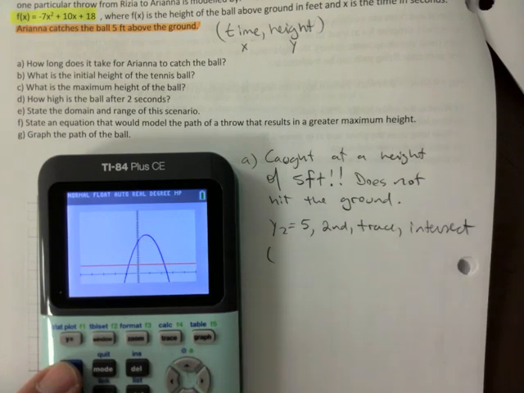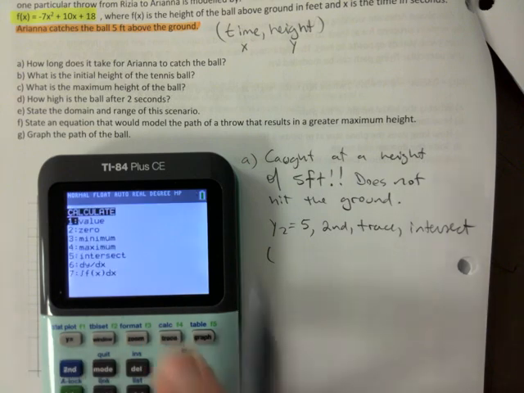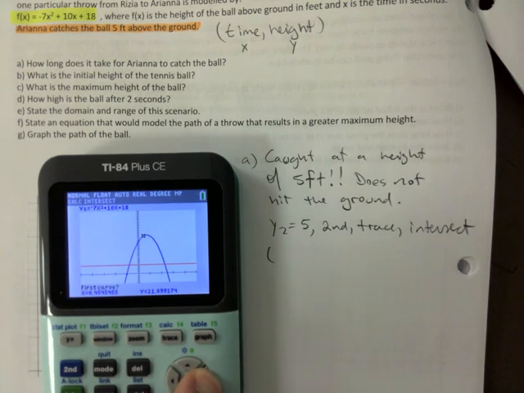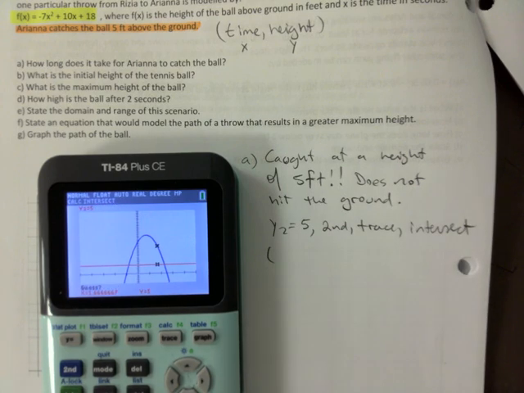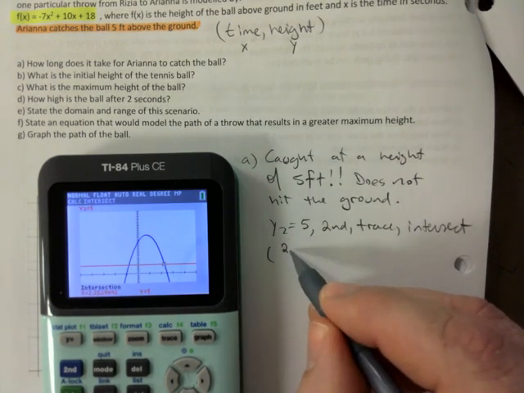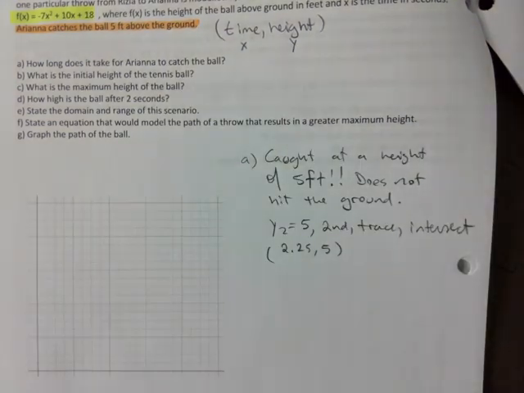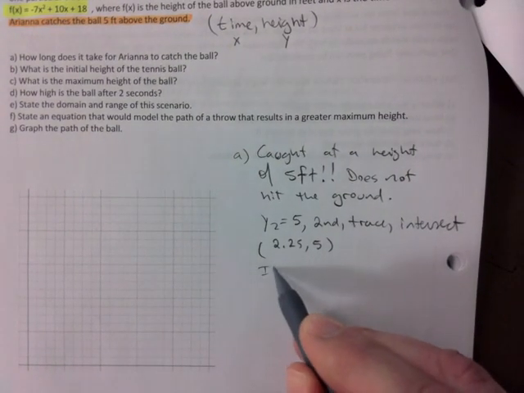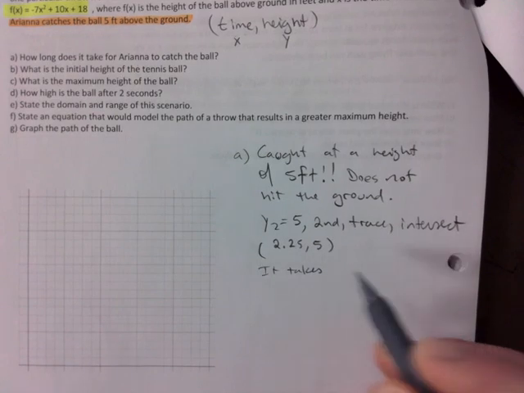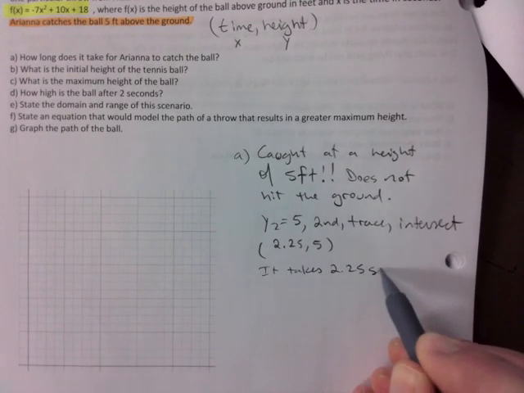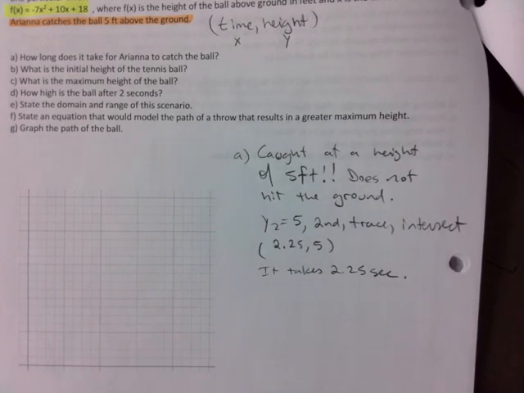That's why the calculator doesn't know this is a word problem. Second trace 5. I'm going to go closer to that one. Enter, enter, enter. 2.25. That is the point you just determined, and it says it takes 2.25 seconds for Ariana to catch the ball. Okay, it doesn't hit the ground.